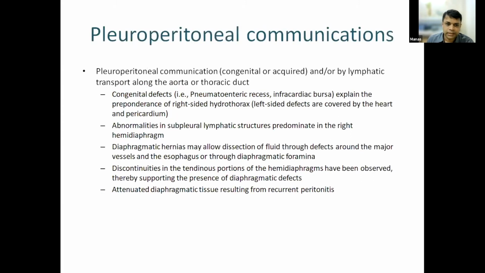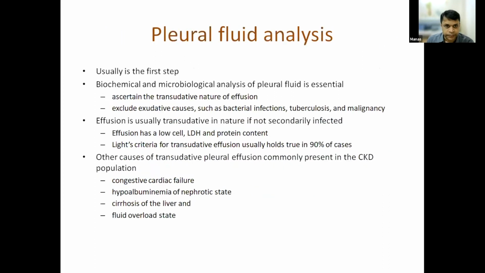And what are the communications? There are several autopsy findings. There are several hypotheses. So summarizing everything, it may be congenital, it may be acquired, or it may be some abnormal lymphatic channels which run through the diaphragm. So not going into details, because we cannot diagnose it before starting peritoneal dialysis. So this is all for theoretical discussion.